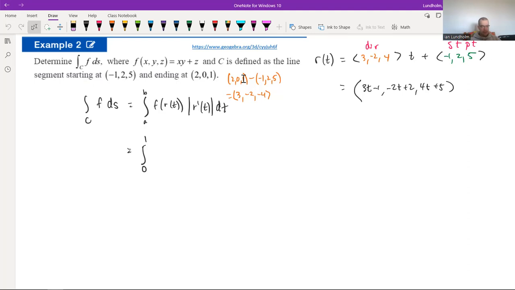F of r of t, we could do that at this point. We're going to be throwing in 3t minus 1 when we see x. We're going to throw in negative 2t plus 2 when we see y. And we're going to throw in 4t plus 5 when we see z. Okay, so that's our f of r of t here.